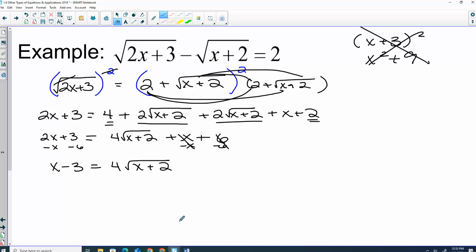All right. So I told you to get the radical by itself. Technically, it does still have a coefficient of 4. You could divide the 4 to the other side. We can also just square from here because it's all one term. There's no addition or subtraction. So if I want to get rid of this square root, we are going to square one final time.